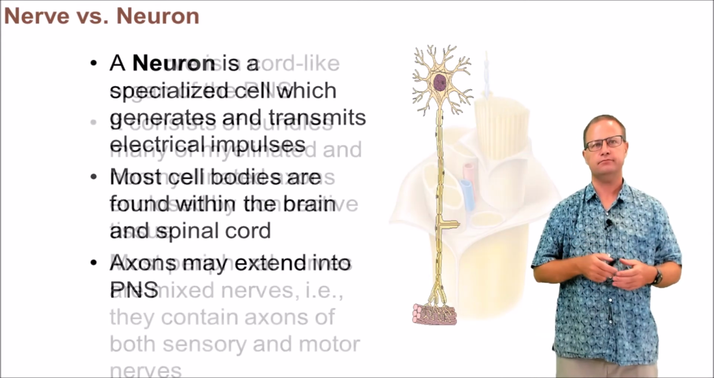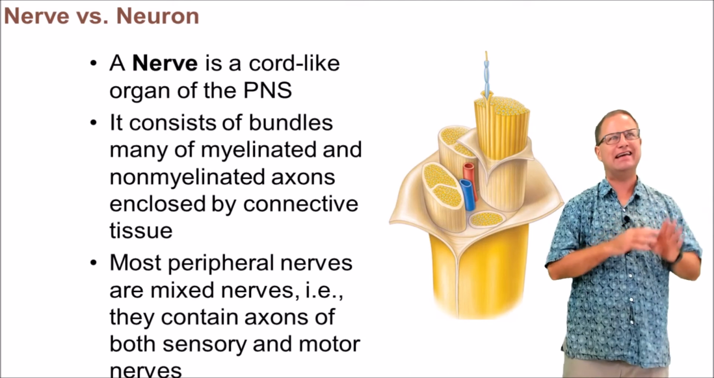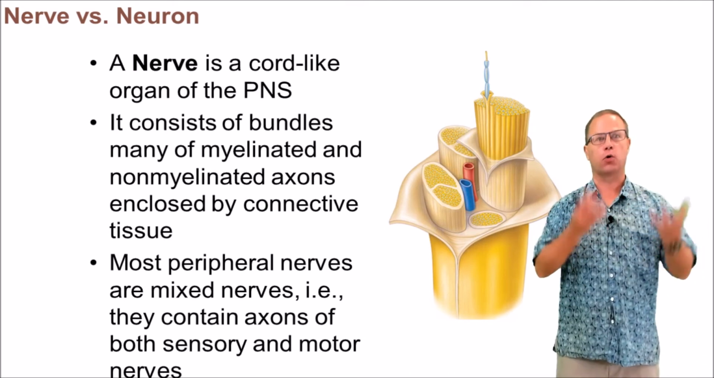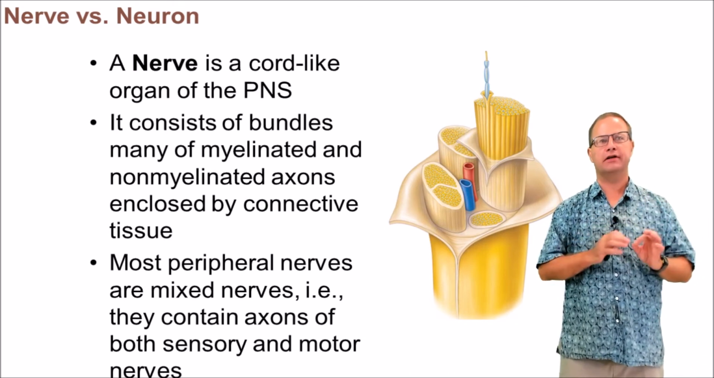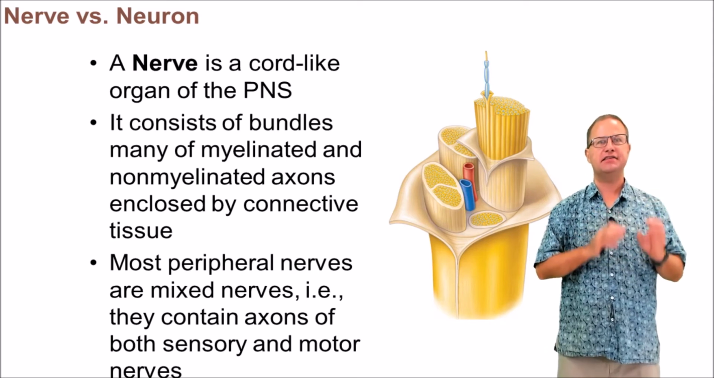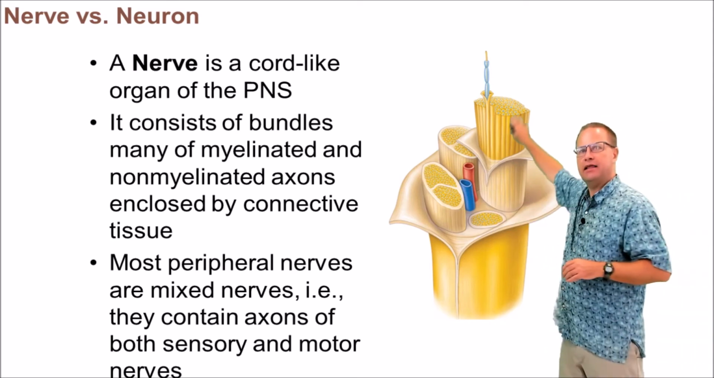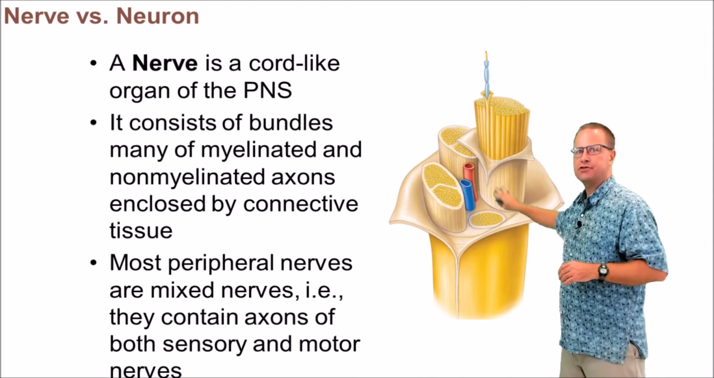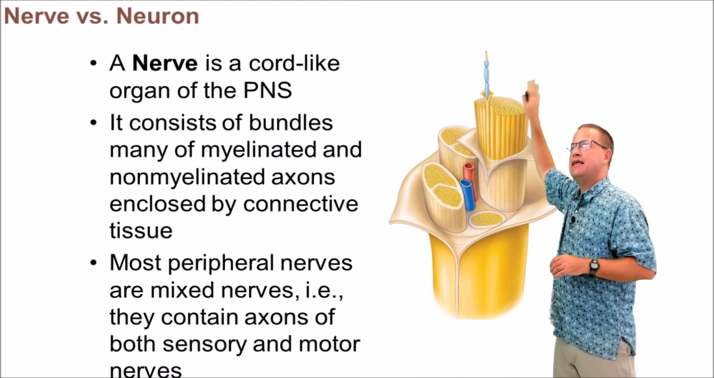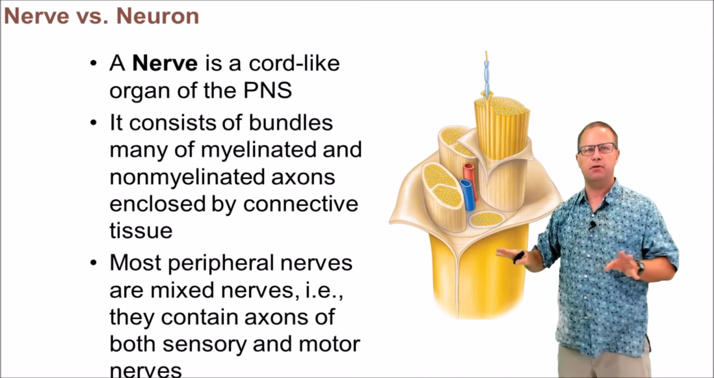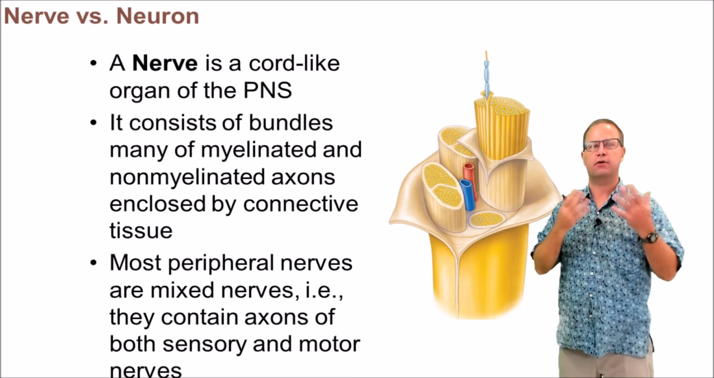Now, a nerve, on the other hand, is not a cell. A nerve is an organ. A nerve is a cord-like organ of the peripheral nervous system. It consists of bundles of myelinated and unmyelinated axons that are wrapped in these structures called fascicles. The important thing is these are just axons. There's no cell bodies. The cell bodies, where were they? They were in the CNS.